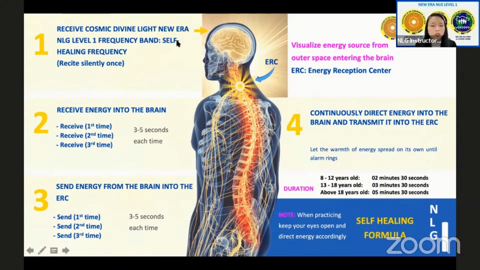Now, as the name suggests, this is self-healing. So you will be using this formula for yourself, not for other people. Because of that, the practice duration will be according to your age. And when you practice this formula, keep your eyes open and direct energy accordingly. Remember that when we keep our eyes open, we are working with that concentration, with the ability to focus, regardless of the things that are happening around us. And there's also some other meaning that Mr. Lei will explain to you when you get to a high class level as to why we should not close our eyes.